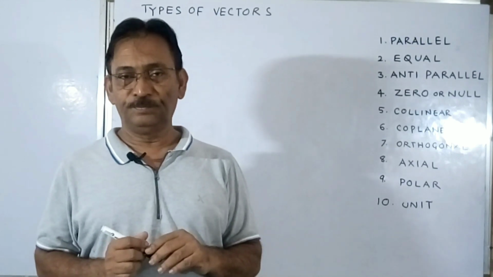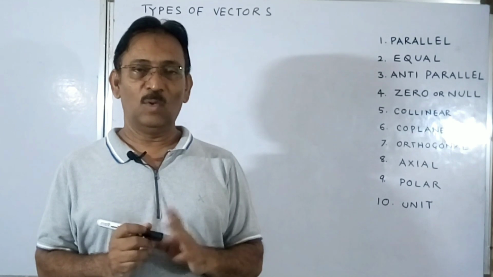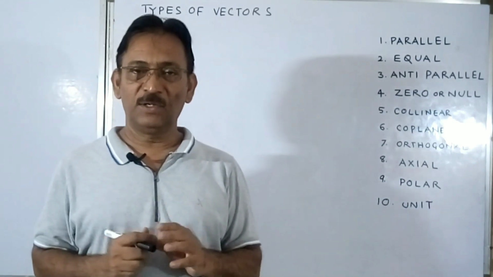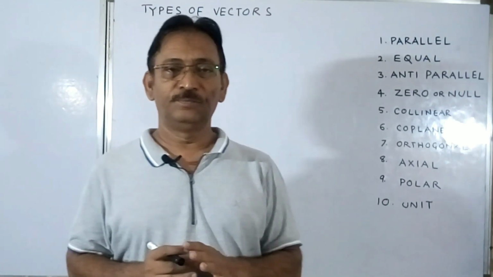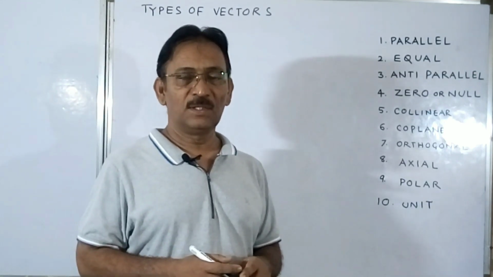But here, take it as a vector which has both magnitude and direction. A physical quantity is said to be a vector if it has both magnitude and direction, and we are going to learn, as I already told you, about the types of vectors.